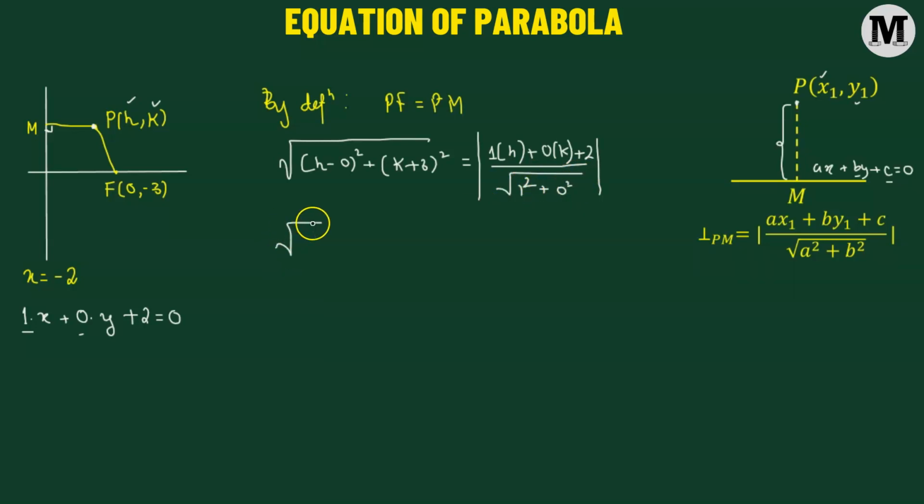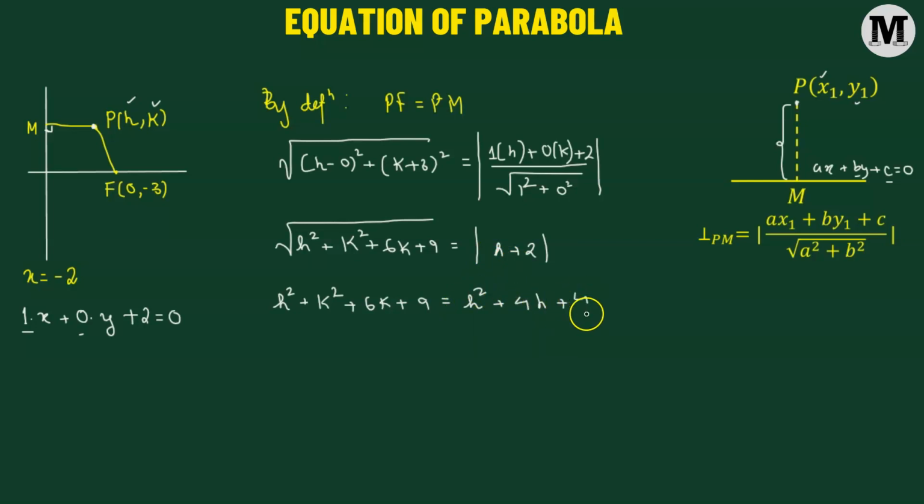So that's going to give us the square root of, so let's expand. So we have h squared, k plus 3 whole squared will become k squared plus 6k plus 9, equals, so here we have the absolute value of h plus 2. Squaring both sides gives us h squared plus k squared plus 6k plus 9, and then we have to square this value, h plus 2 whole squared, to get h squared plus 4h plus 4. So h squared and h squared will get cancelled out. So here we have k squared. So we'll transpose 4h to the left hand side to get -4h plus 6k added to, so we have 9 minus 4, that will be +5 equals 0.